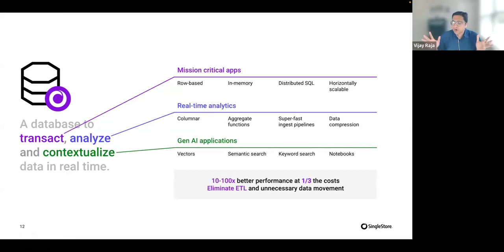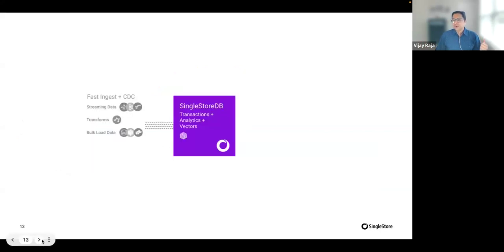But eventually, why does all of this matter? As we see with a lot of customers, by moving to SingleStore, they typically see about 10 to 100x better performance at almost 1/3 the cost. You can eliminate ETL, unnecessary data movement, and just build on a platform that's built for the future. Okay. So how does SingleStore work? What does it look like?